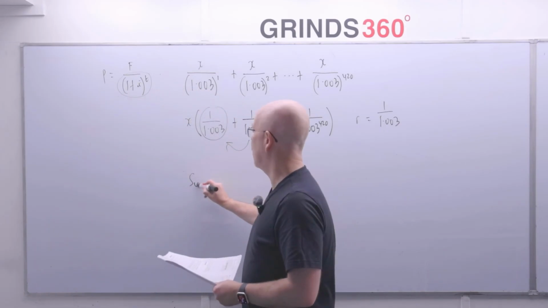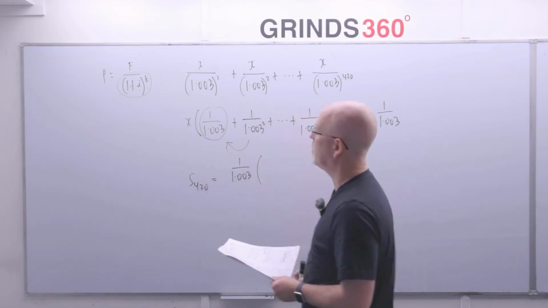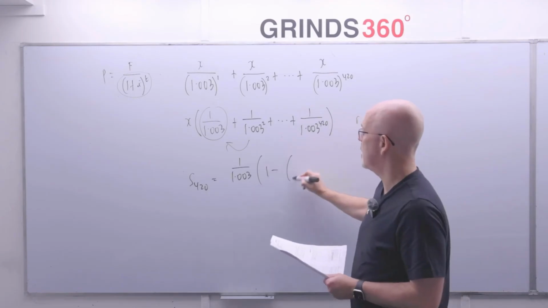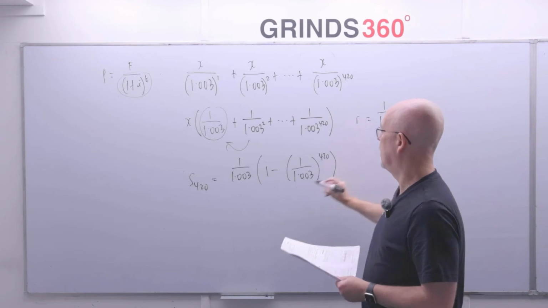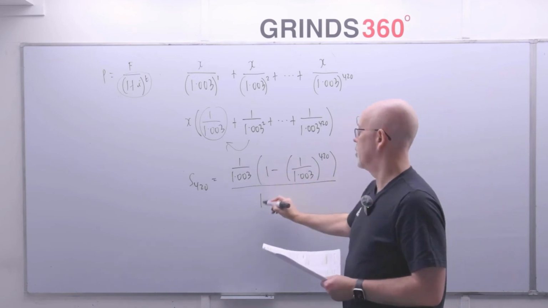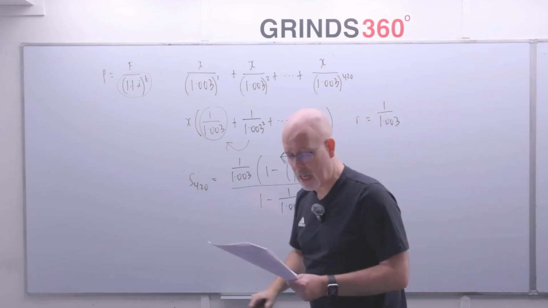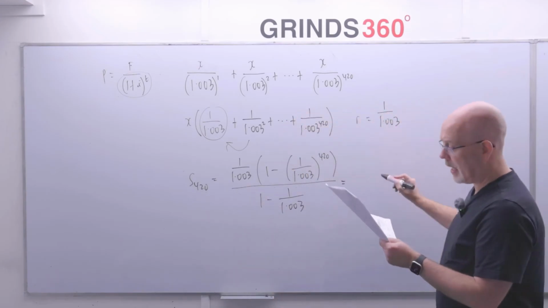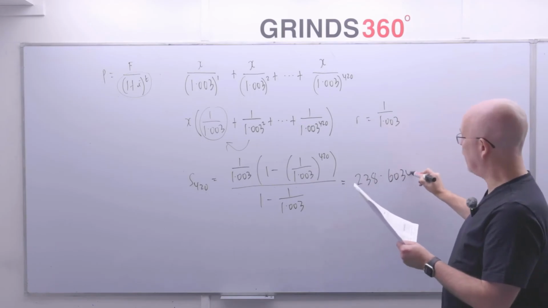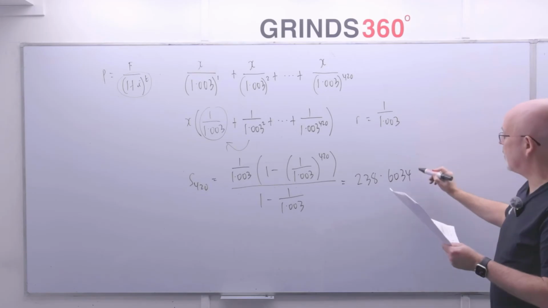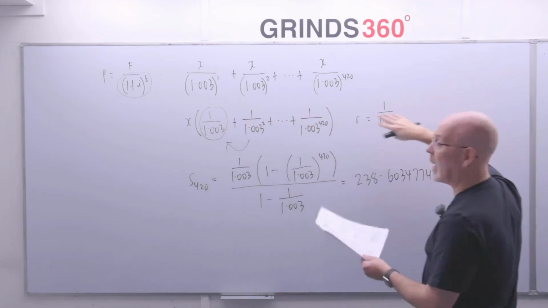Okay? So the sum of those 420 numbers is a, 1.001 or 1.003, times 1 minus r to the power of 420, all over 1 minus r. So with a bit of practice, it'll be like second nature to you now, all right? And if you pop that into your calculator, you get 238.6034774. So that's what those 420 numbers inside the bracket add up to.